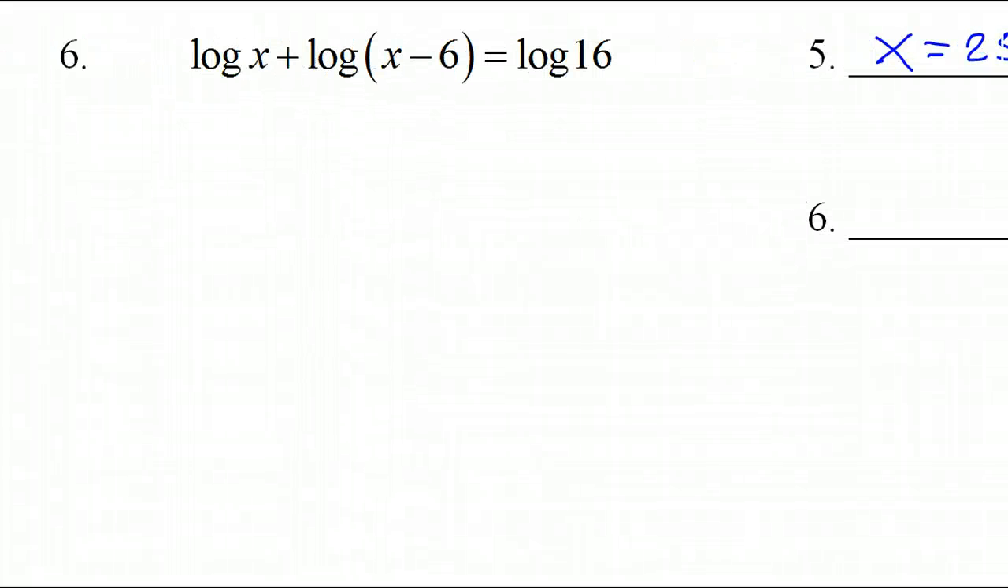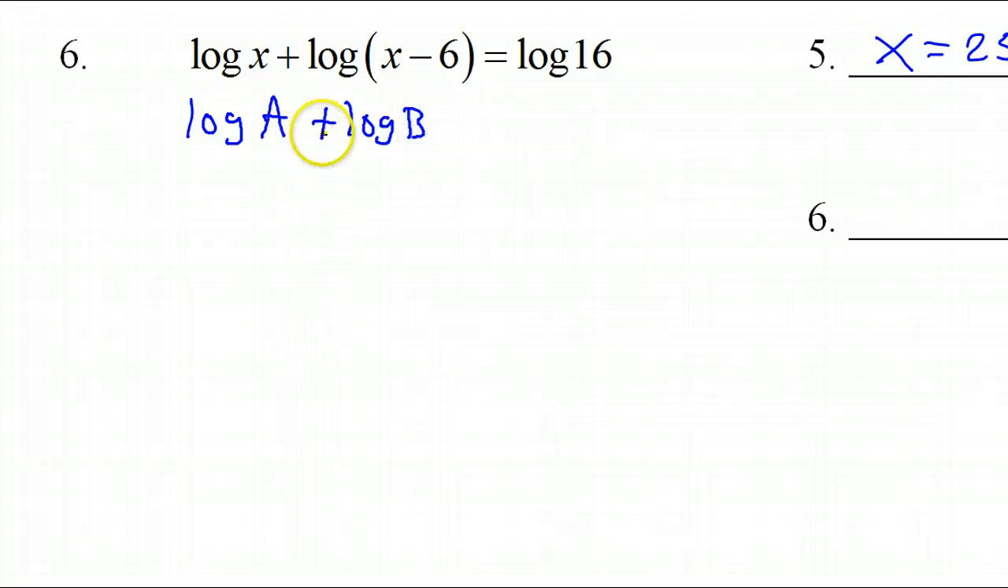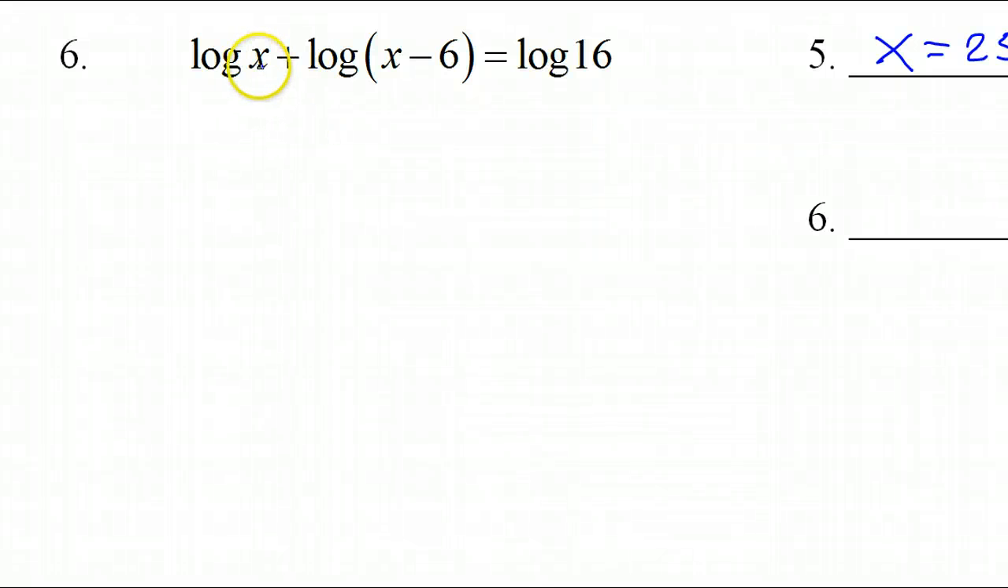All right, number 6. All right, check it out. Notice I have logs on both sides. So at some point, these logs are going to disappear. But first, we need to condense. Again, remember that if I had log A plus log B, this would condense to log AB. Now, when I write AB like this, understand that this is multiplication, A times B. So that's what we're doing now. So we'll have to do x times x minus 6.